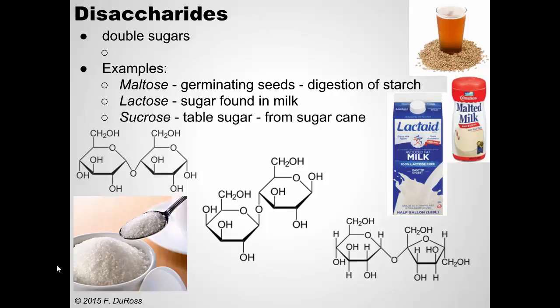And then finally, probably the disaccharide you may be most familiar with is sucrose. This is just regular table sugar that you have at your house, that you buy in a 5-pound bag at the grocery store. It is produced from sugar cane, okay? And sucrose is another disaccharide.